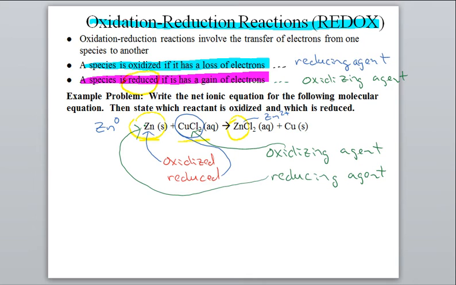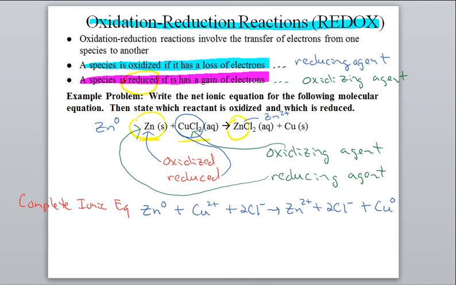Okay, we haven't done this yet for this type of reaction, but go ahead and try to write the complete ionic equation and the net ionic equation. So pause the video and give it a try. By the way, when you're done with the complete ionic equation, unpause and check your answer.